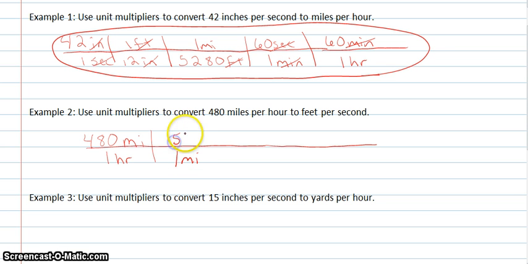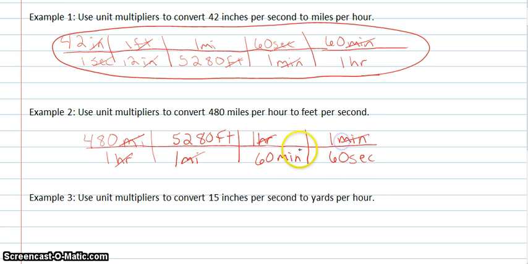So it's 5,280 feet in 1 mile. Now I can cancel the miles out. And now I'm already in feet. Now I need to get my hours to seconds. In 1 hour, there are 60 minutes. I can cancel my hours out. And then there are 60 seconds in 1 minute.